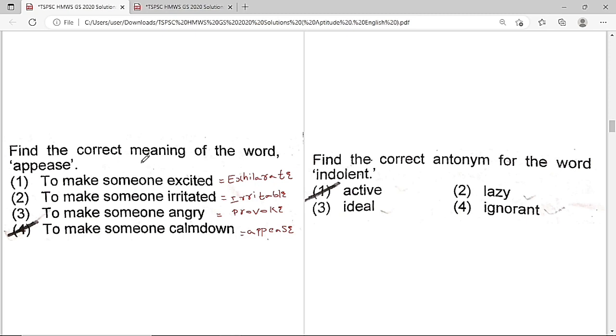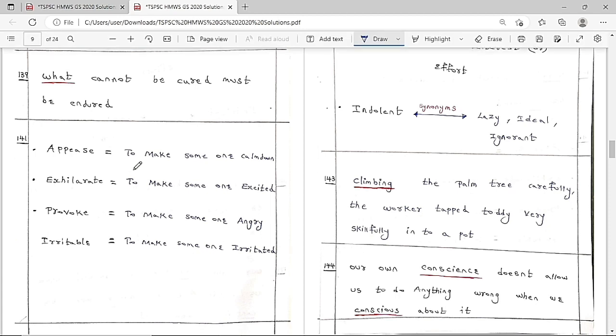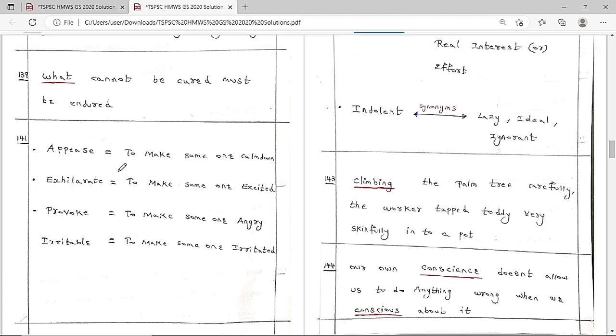So now let's discuss something more about this one. Appease means to make someone calm down. Exhilarate means to make someone excited. Provoke means to make someone angry. Irritable means to make someone irritated. So finally, appease means to make someone calm down. This is the correct solution of this question.